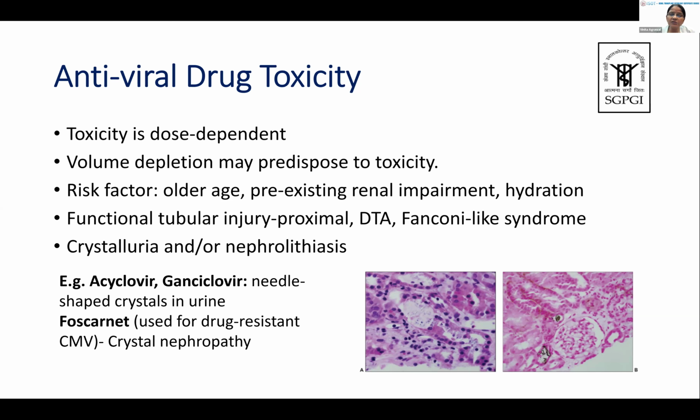So for example, it is known that antiviral drugs like acyclovir and ganciclovir lead to needle-shaped crystals in the urine. And a drug which is used generally for drug-resistant CMV infection, that is cytomegalovirus infection, that is foscarnet, causes crystal nephropathy, and it appears like small calcifications in the tubular epithelium, which can be highlighted by the von Kossa stain.